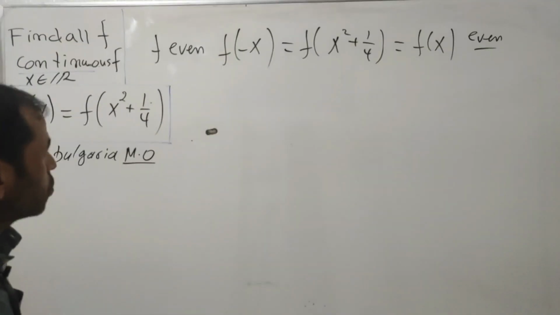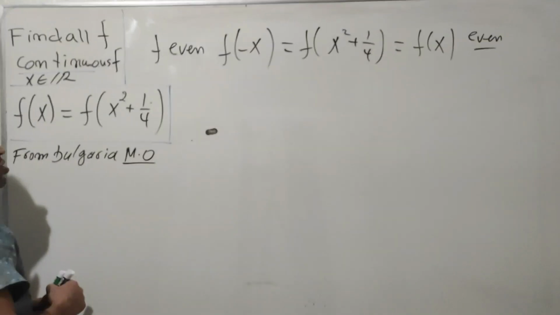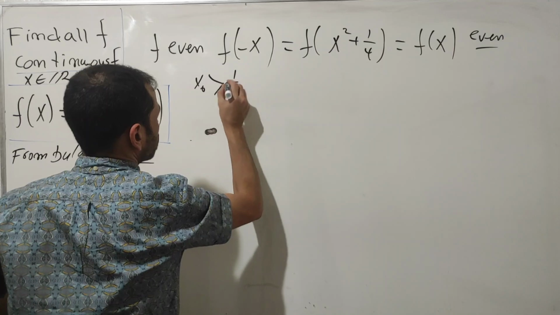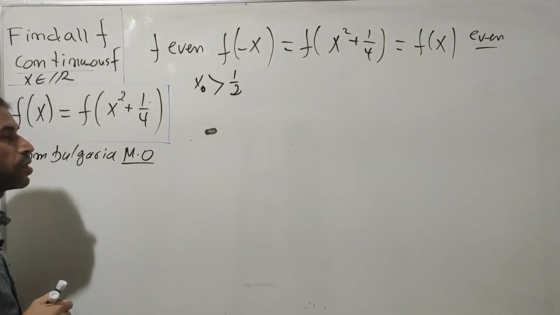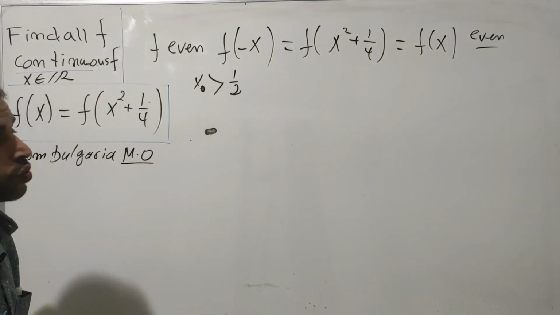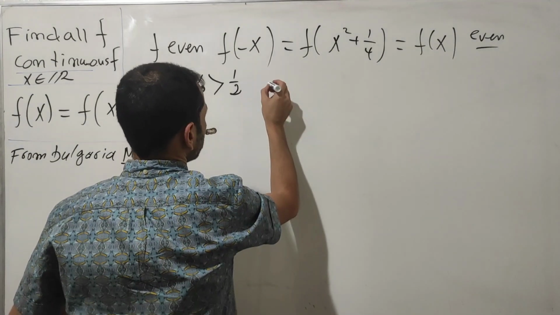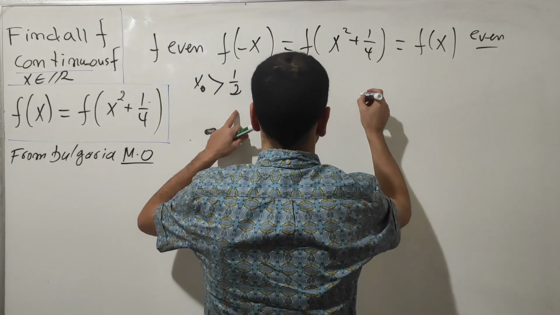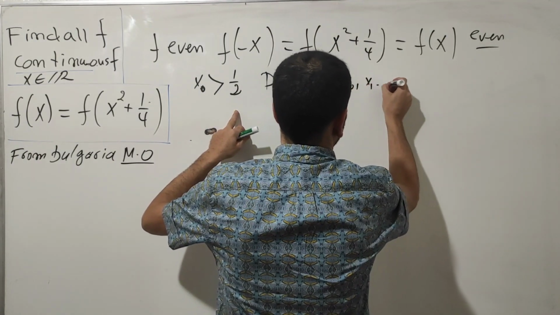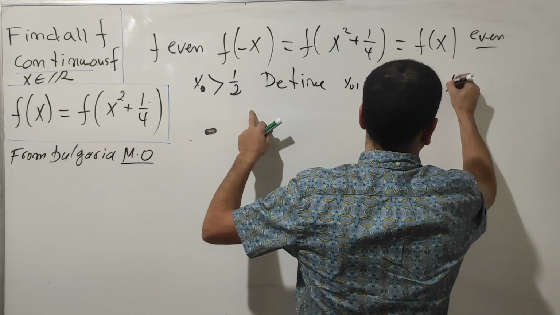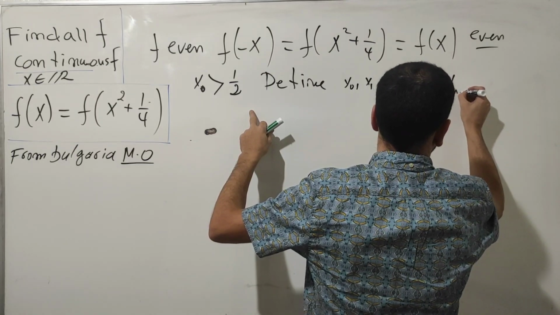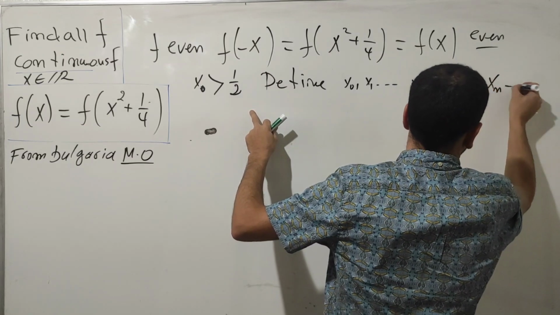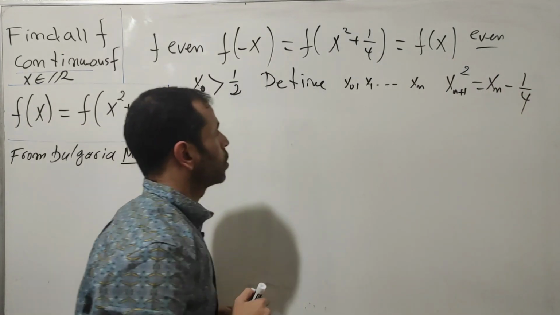So now we are going to define a new sequence on this interval. We will have x0 strictly superior to half. We have divided the interval into two parts. So for this one, we are going to define a new sequence which is going to verify this condition. We have x0, x1, all the way down to x sub n, where x sub n plus 1 squared equals x sub n squared.